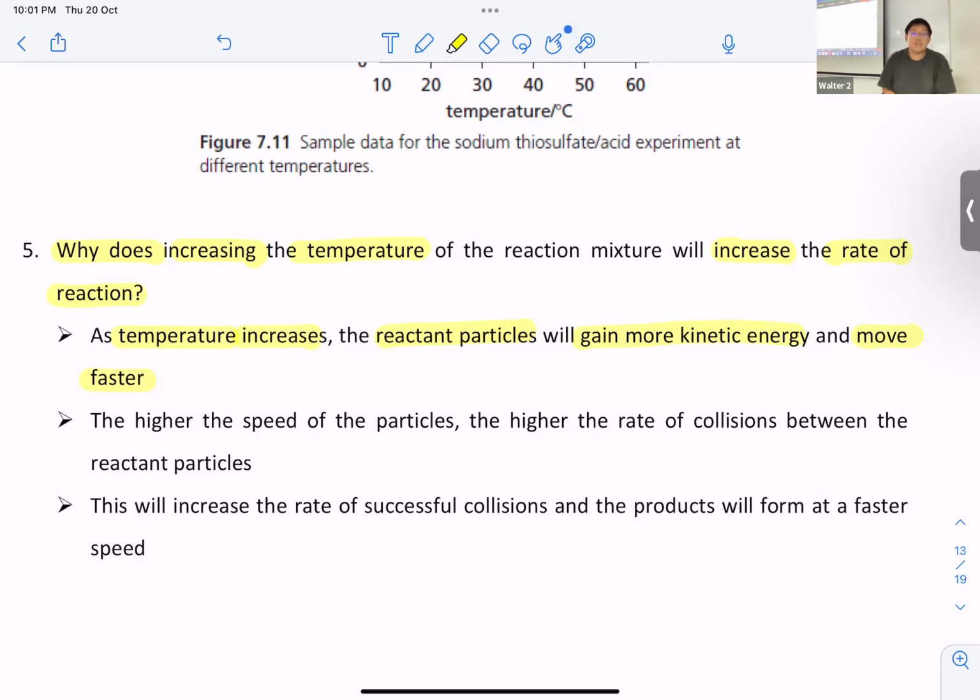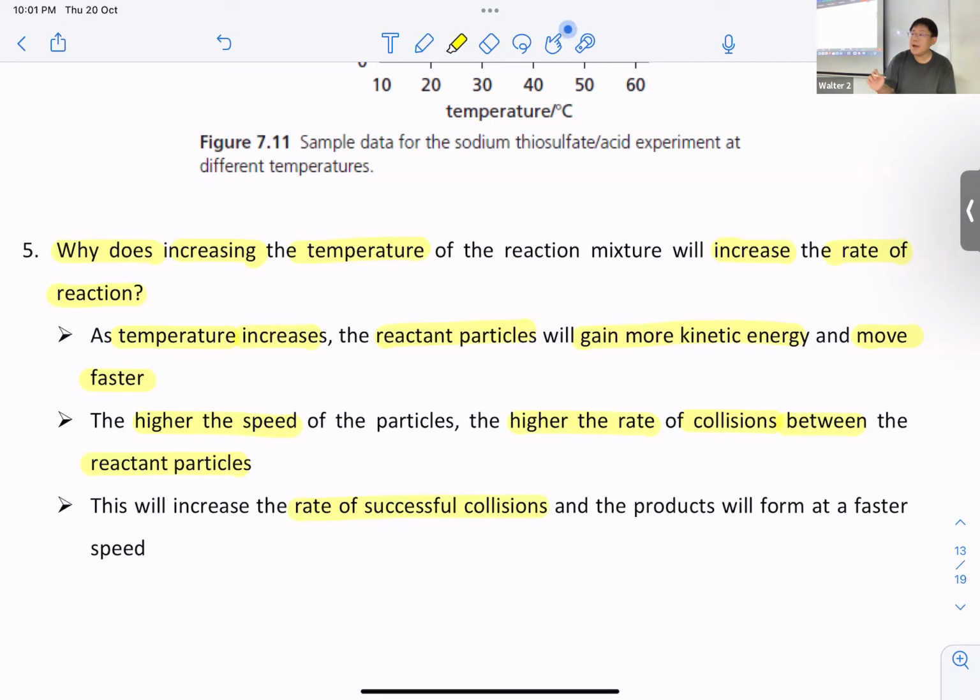When you increase the particles' kinetic energy, they move faster. Therefore, there will be a higher rate of collisions. When there is more collision between the particles, wouldn't they form more products? Wouldn't there be a higher chance of getting successful collisions? Yes. So when they have a higher speed, there will be more collisions between the reactant particles. That will create even more successful collisions and therefore increase the rate of reaction.